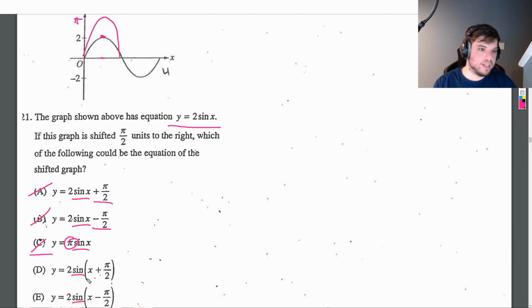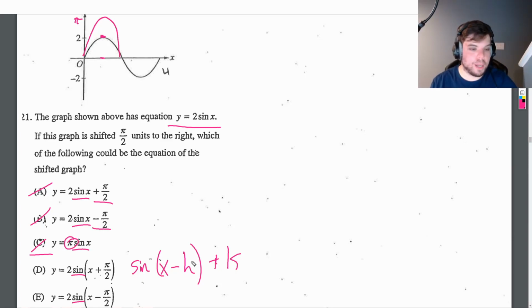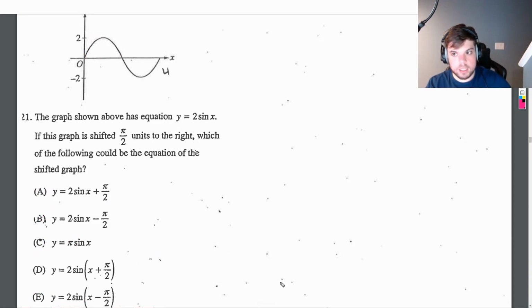And it's whichever one is a pi over 2 shift to the right. And we know that you have to think of it as x minus the horizontal displacement. So with sine, it's sine of x minus h, plus k for the vertical displacement. Notice they all look like this. I promise, they're almost all like this. And maybe a is the amplitude out front. So y equals 2 sine of x minus pi over 2 is a shift of pi over 2 units to the right, making our answer E. So 21 is E.